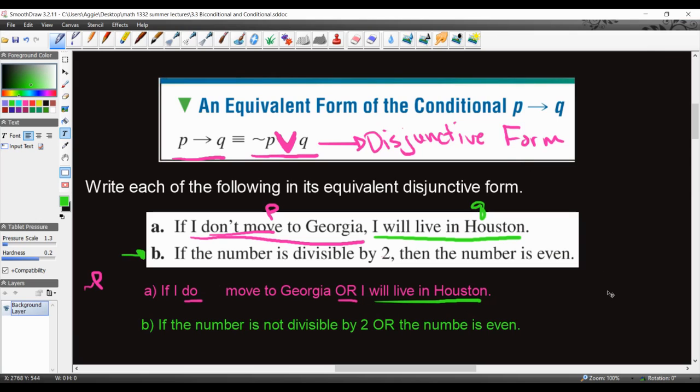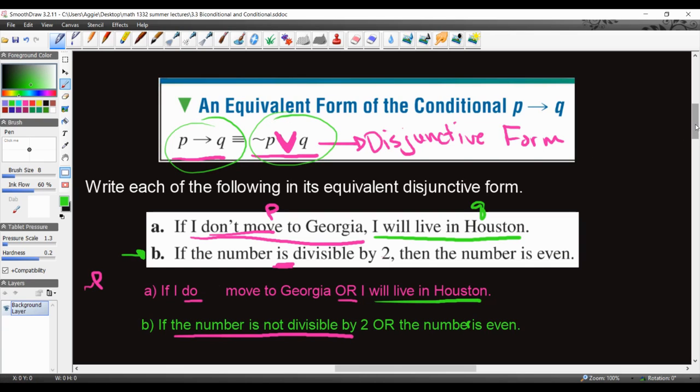So in this one, you see, just like the one before, we're changing our P, okay? So the P is now, if the number is divisible by, I'm sorry, it's not divisible by 2 because this one was is, and then the other one stays the same. The number is even. Yeah, it should be number. Number is even. Okay, and that's pretty much it for this part, guys. You're just rewriting this form into the disjunctive form. Okay, I think.